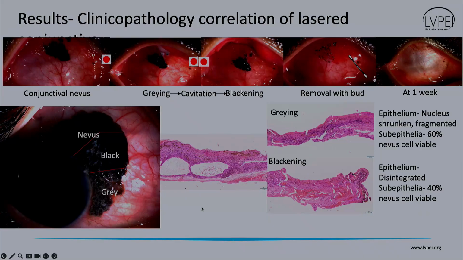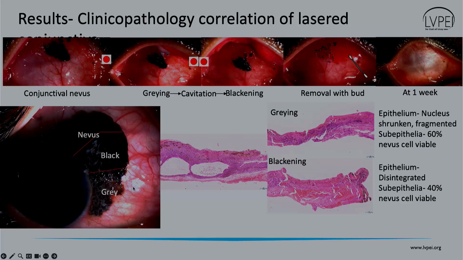So this was the very first patient, because this has never been reported in literature. The first patient we chose was an anophthalmic socket where there was a deep nevus, and when we applied laser, we found that initially there was a graying followed by some cavitation which was developing, and finally it was this blackened lesion which we could easily remove with the help of a cotton bud, and this is at 1 week follow-up you can see.